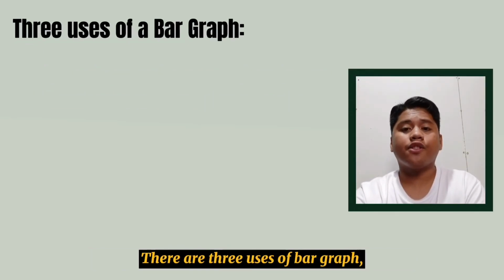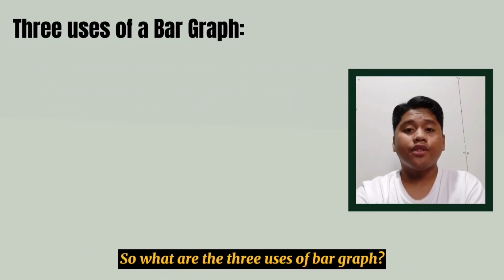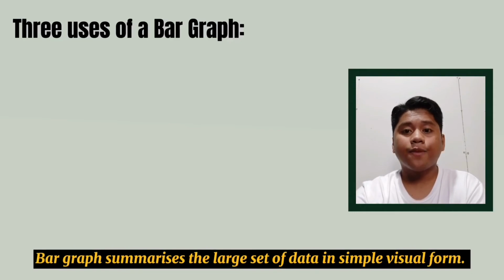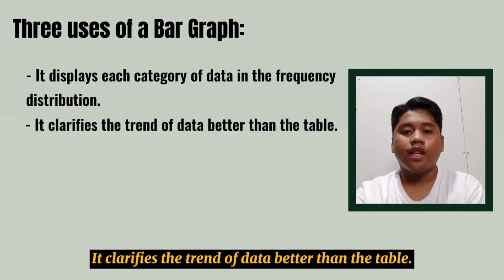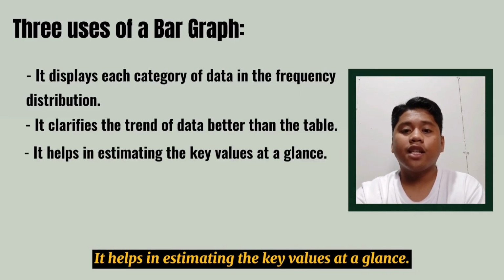There are three uses of bar graph. So what are the three uses of bar graph? Bar graph summarizes a large set of data in simple visual form. It displays each category of data in the frequency distribution. It clarifies the trend of data better than the table. It helps in estimating the key values at a glance.